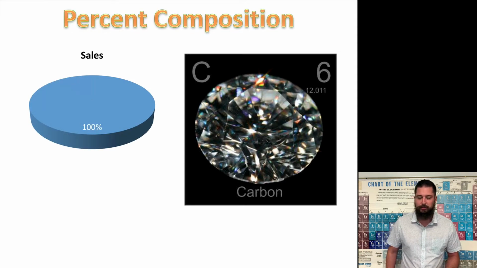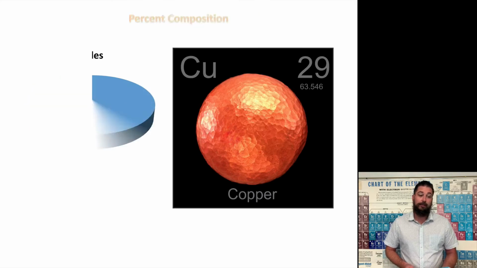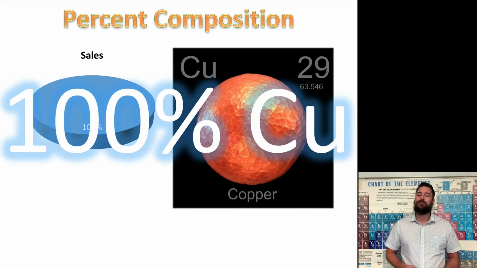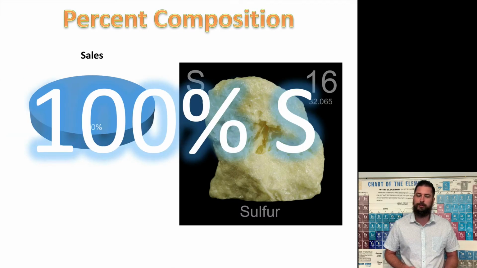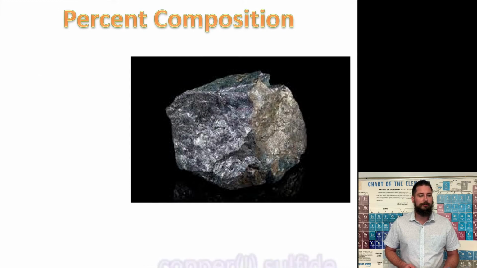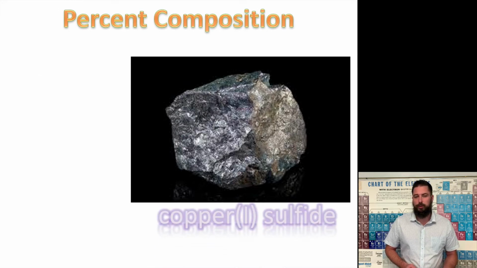This is carbon, it's 100% carbon. This is copper, it's 100% copper. Sulfur, 100% sulfur. But what about something like this, which is copper 1 sulfide? Now, copper 1 means that the copper has a 1 plus charge, and sulfide has a 2 minus, so the formula is Cu2S. What is the percent composition of copper, and what is the percent composition of sulfide? So let's go ahead and talk about how we can calculate that.